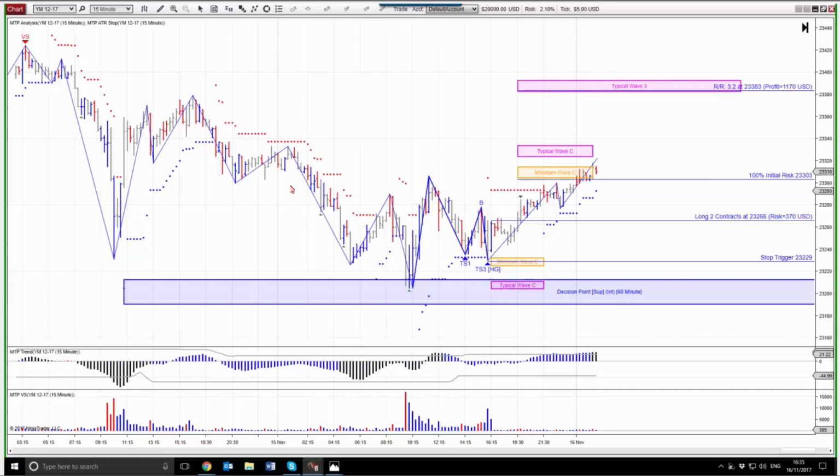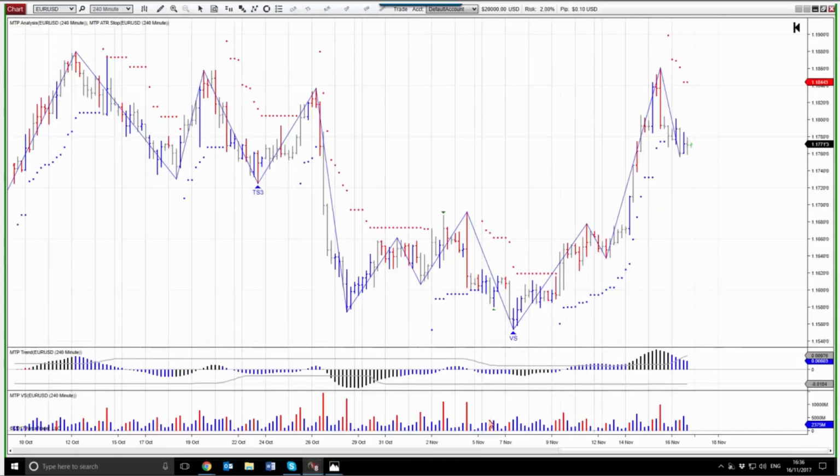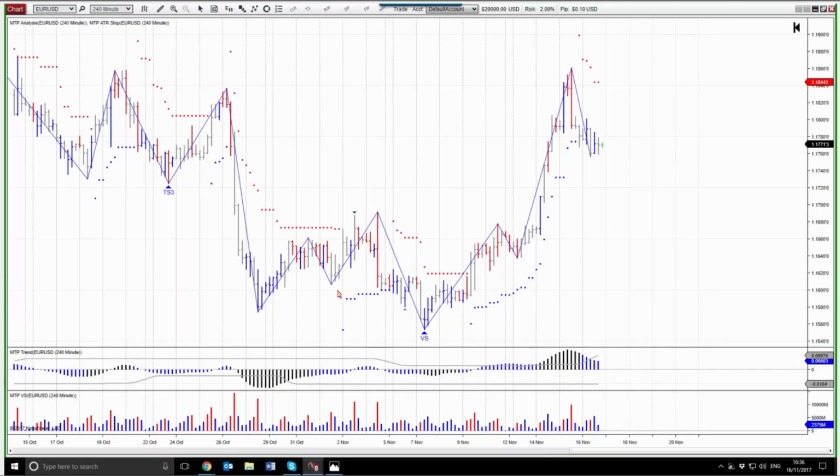So is this the only time setup we actually look at in MTPredictor? Not just Elliott Wave stuff, we also look at volume-based setups as well. Let's have a look at a chart of the euro. I want to look at this example in webinar.